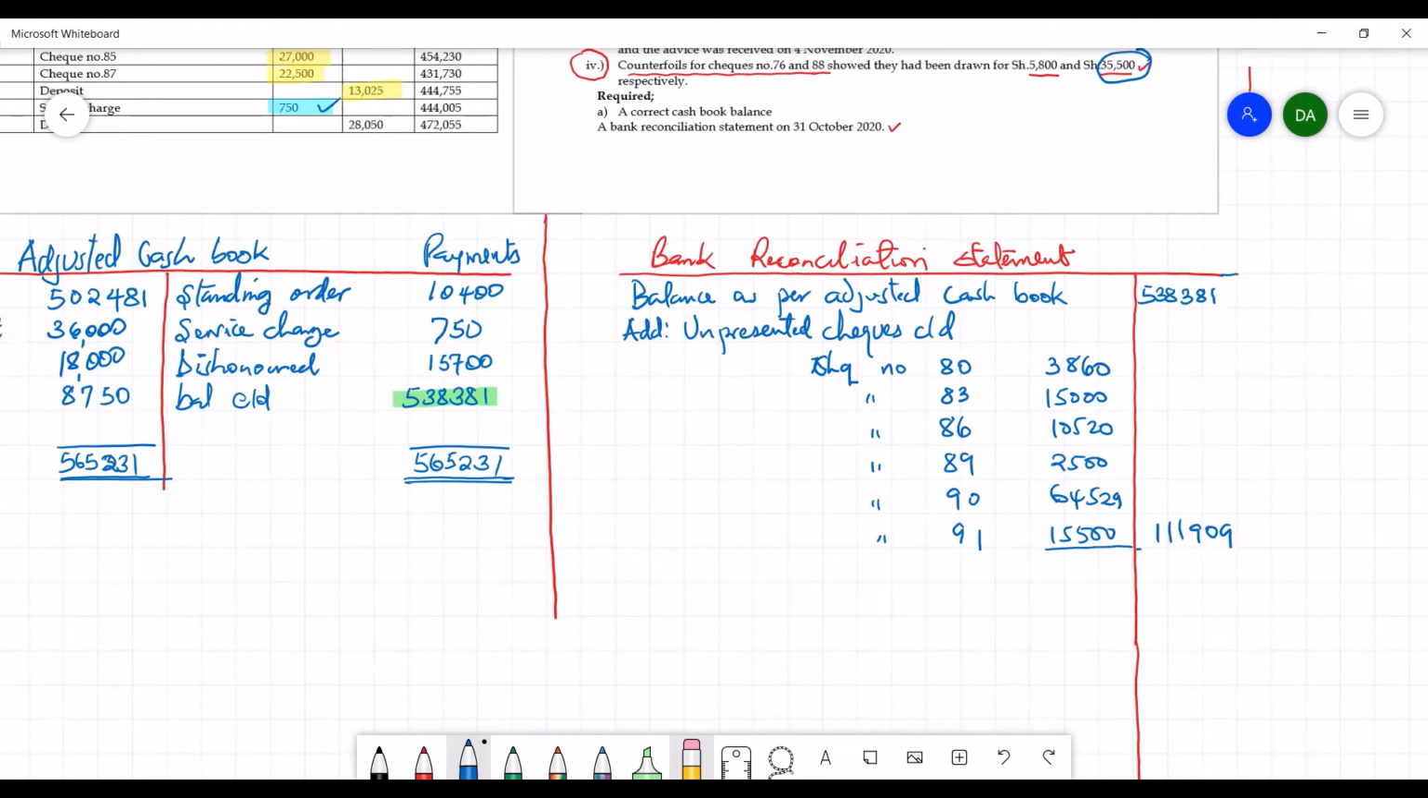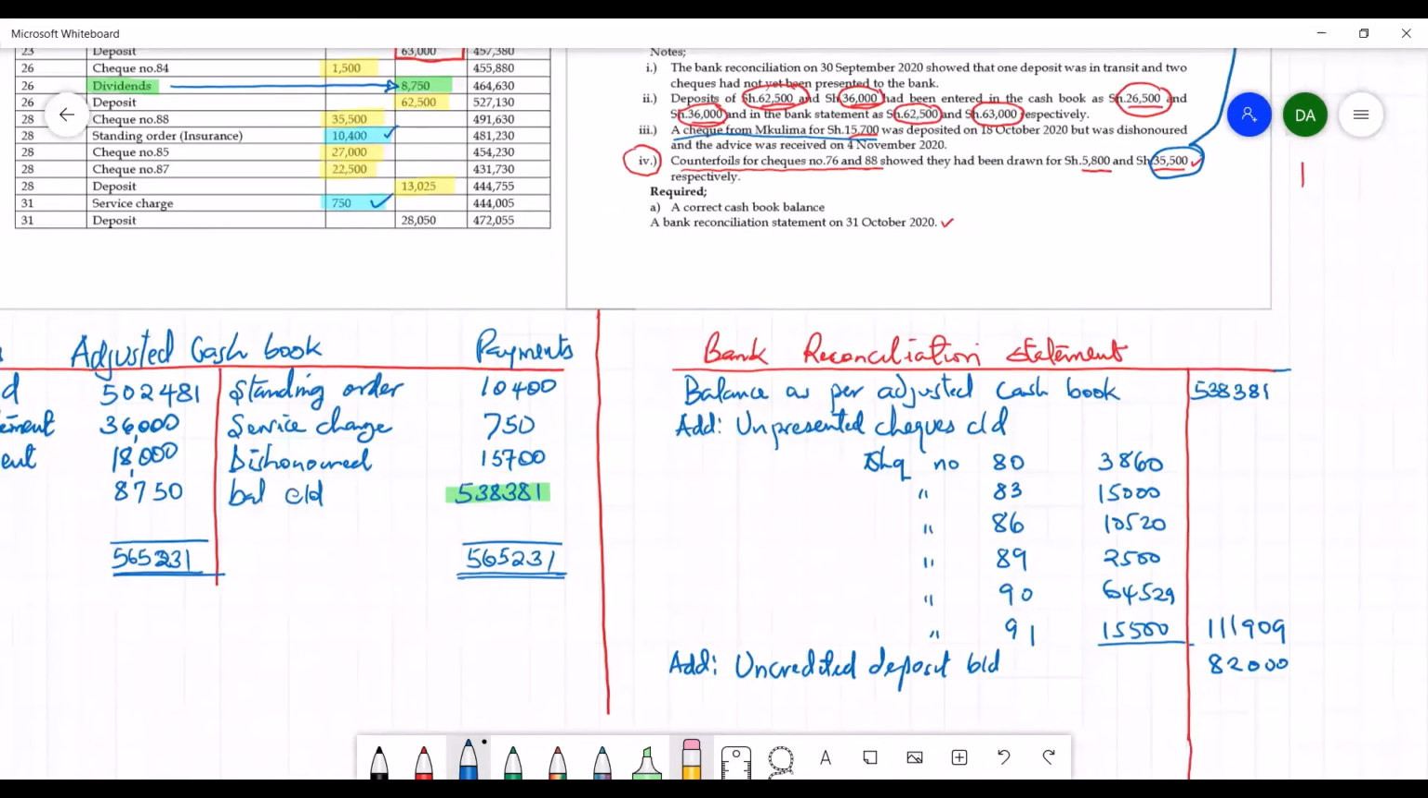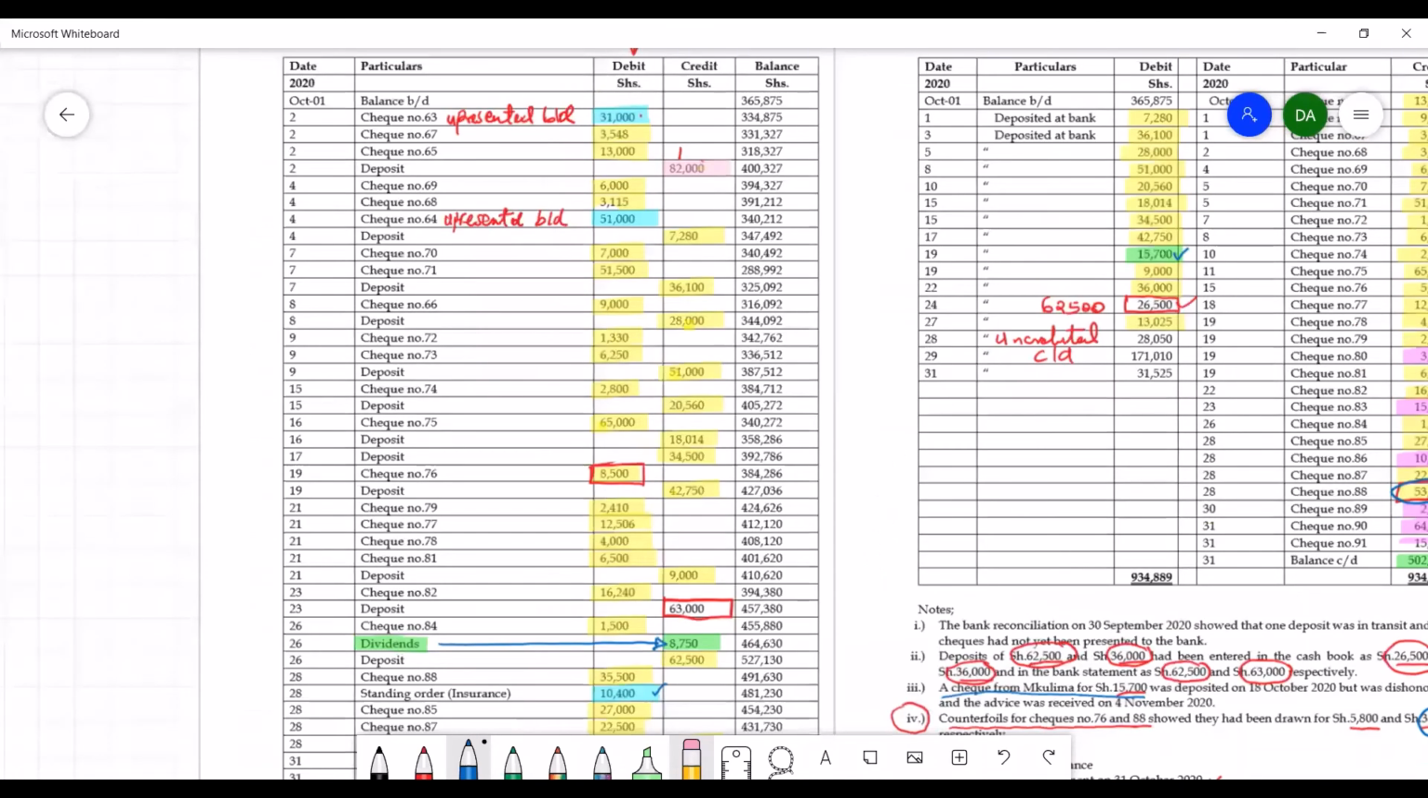Then we also need to add uncredited deposit brought down. There was some uncredited deposit at the beginning of the period, which was 82,000, and we need to also add that uncredited deposit. At the beginning of the period, if we have uncredited deposit, we add. But the opposite is true, because if we have uncredited deposits at the end of the period, then we have to subtract them. The amount I'm talking about here, which was uncredited at the beginning of the period, is this amount here.